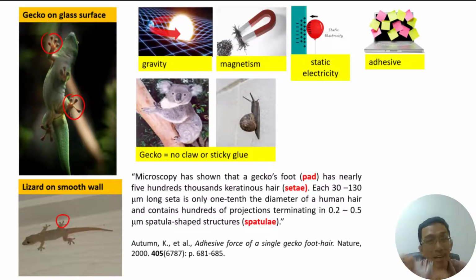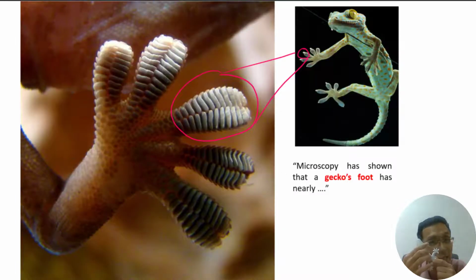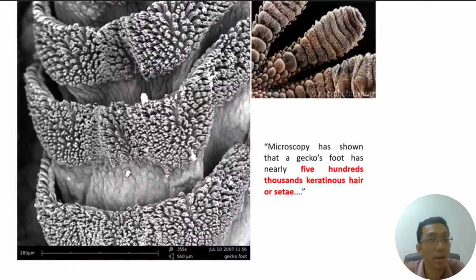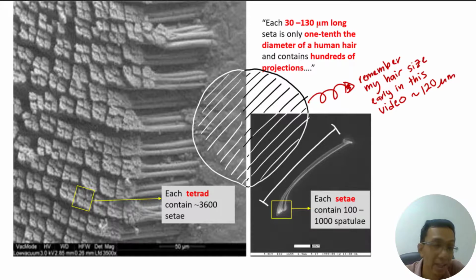Microscopy has shown that the gecko foot, or what we call the pad, has nearly 500,000 keratinous hairs, which we call setae. Each of these setae is itself very small, and at the end of each setae there is another projection of spatula-branch structure. We call it spatulae. When you look closely at this foot, you will see it is made of hundreds of hairs. We call them setae. And each of these setae is around 100 or even fewer micrometers long.